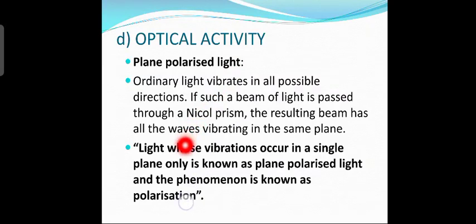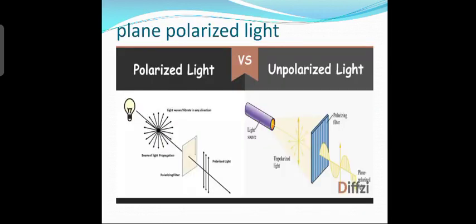Light whose vibrations occur in a single plane only is known as plane polarized, and the phenomenon is known as polarization. So any light whose vibrations occur only in a single plane is called plane polarized, and the phenomenon is called what? Polarization. Next slide.